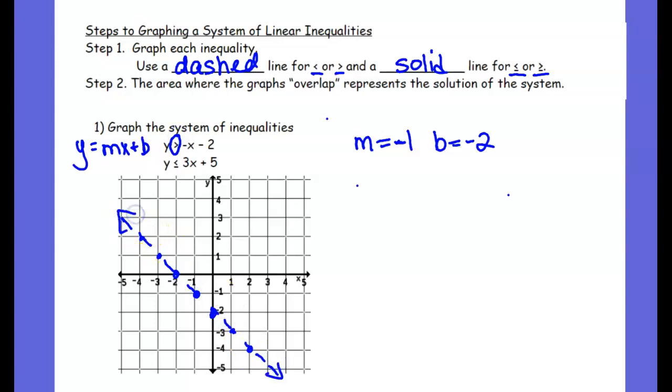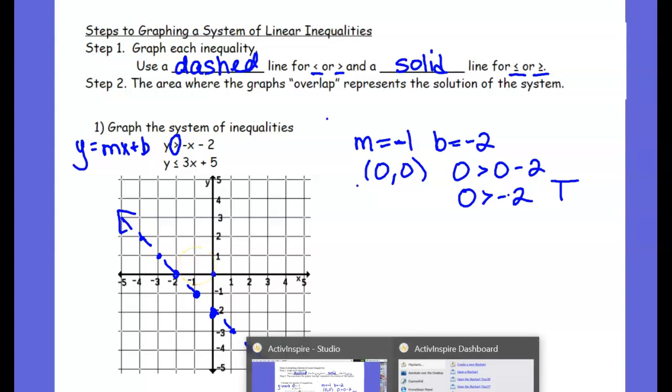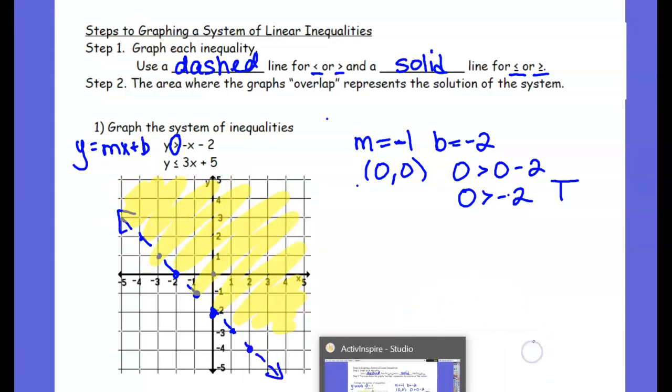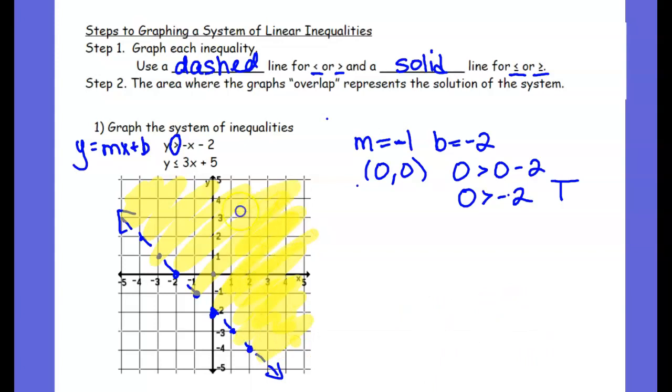Now to shade it, just like when we did one inequality, we plug in a value for an ordered pair. I'm going to use (0, 0) as my test case. When I put in (0, 0), we've got 0 is greater than 0 minus 2. Is that a true or a false statement? It is true because 0 is greater than -2. Because it's true, we're going to shade everything above the line. So there's the shading for the first inequality.